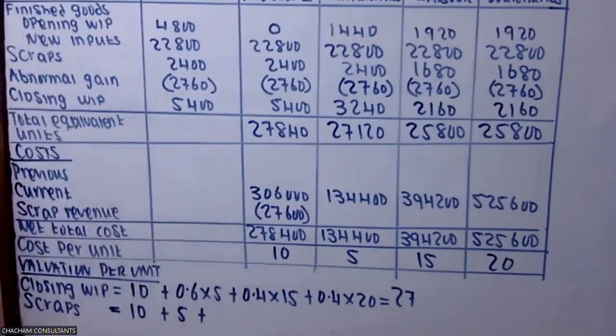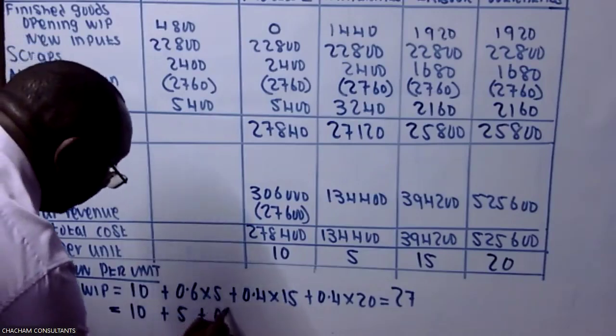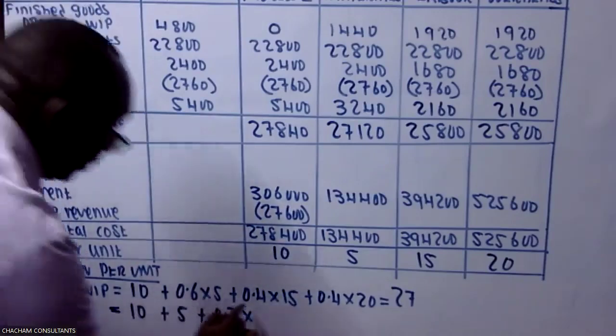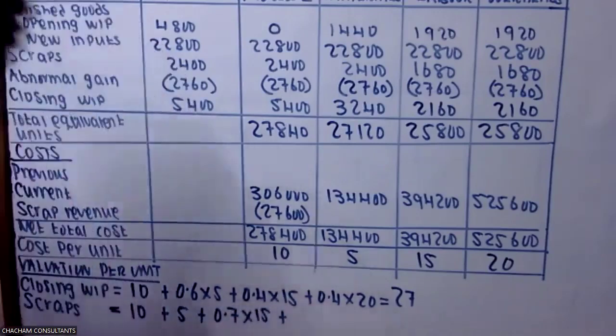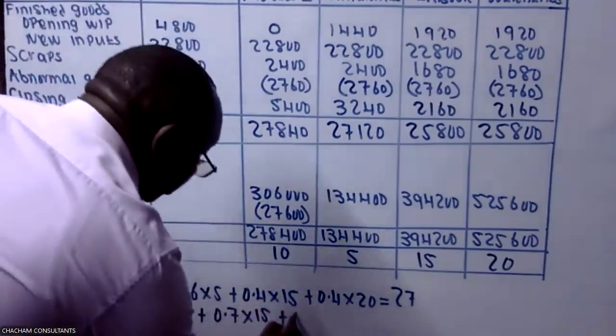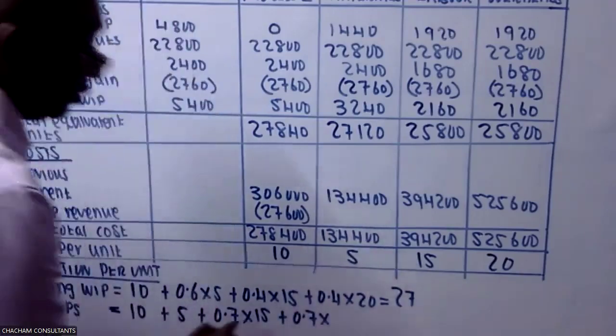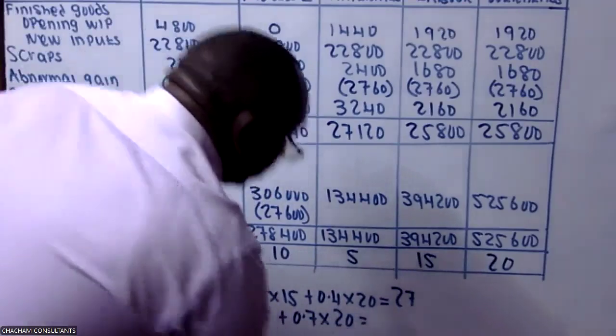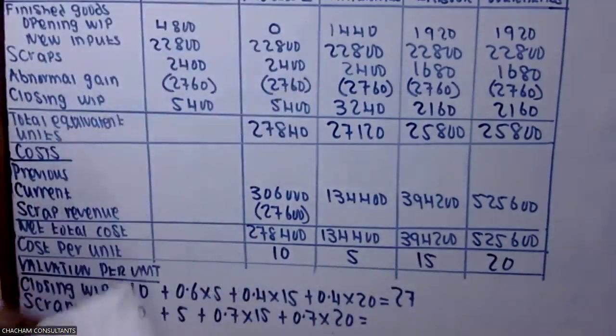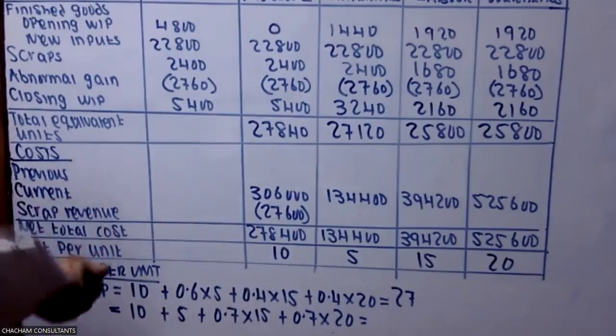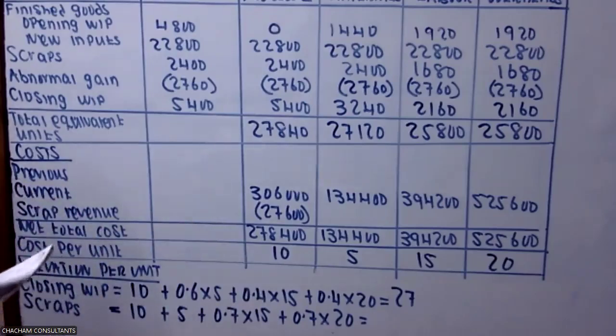But for labor, they were 70. So 0.7 times 15, plus this other one, 0.7 times 20. So this will be 15 plus... So you are getting what? 39.540. Yeah, so we can call it 40.